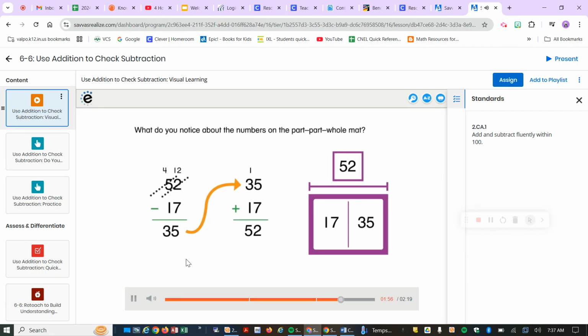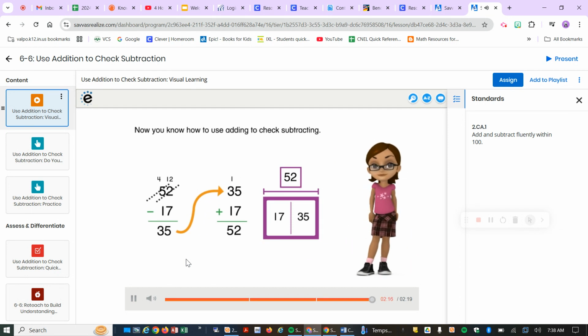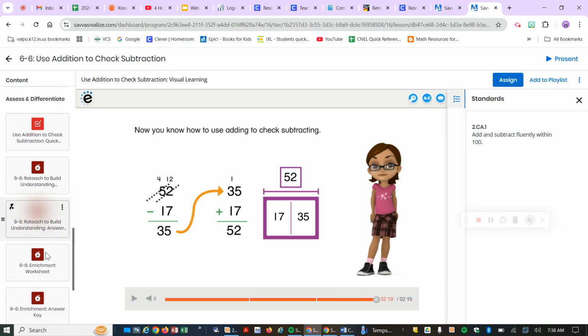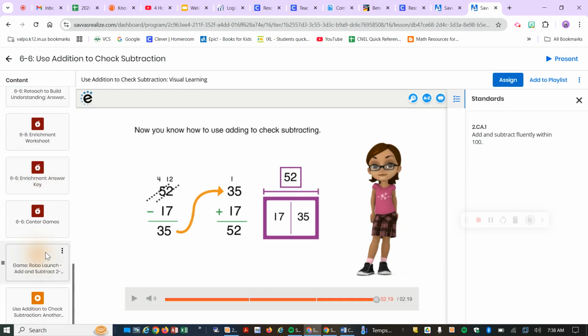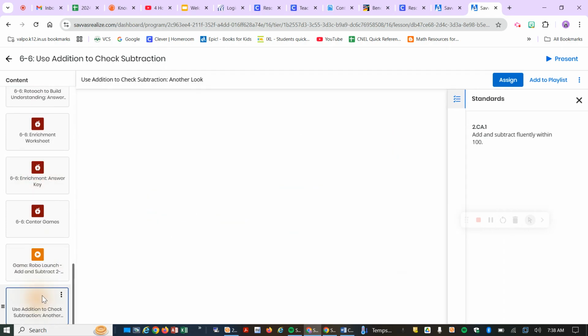What do you notice about the numbers on the part whole mat? The numbers are the same three numbers as are in the subtraction and related addition problems. The two parts equal the whole again. Now you know how to use adding to check subtracting. Okay, let's pop over to our other video and we will take one more look and move on from that.